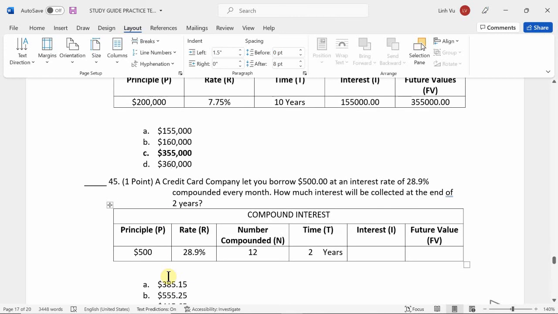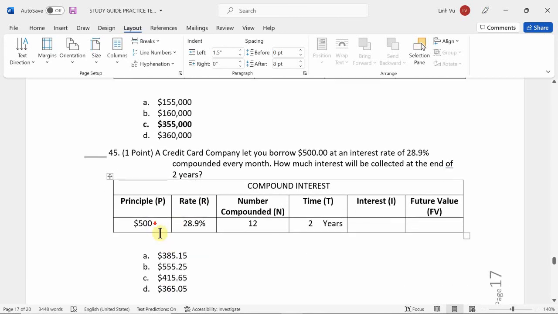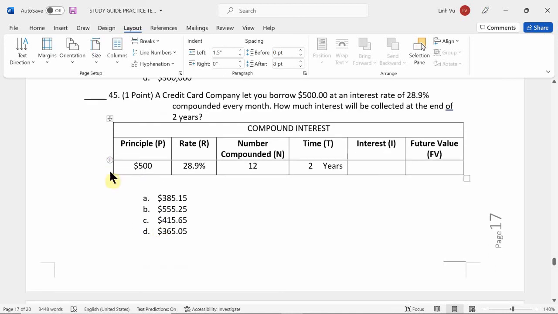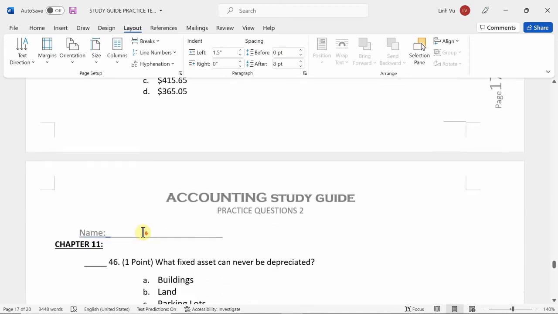In this case right here is compound interest. I'm going to skip over this just because, again, I'm not going to test you on it, so there's no purpose for you to practice this unless you want to. So I'm going to skip on over to this. The answer sheet will have the answer on there, so don't worry about that either.